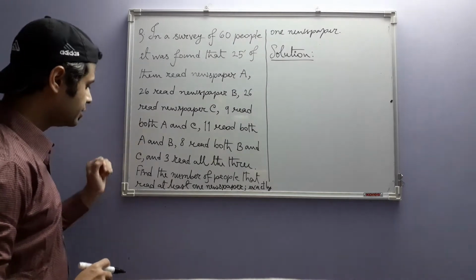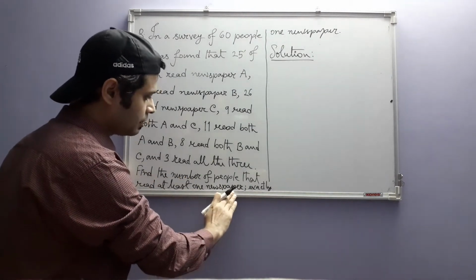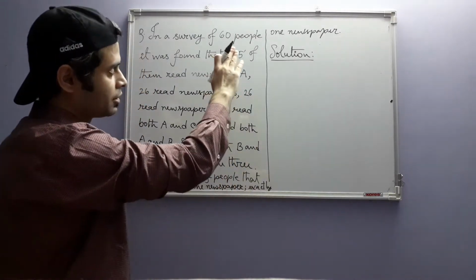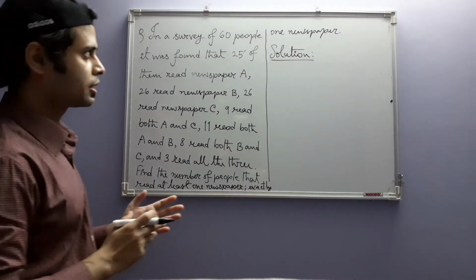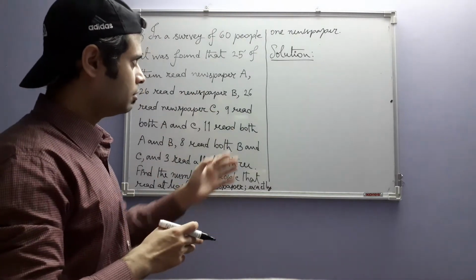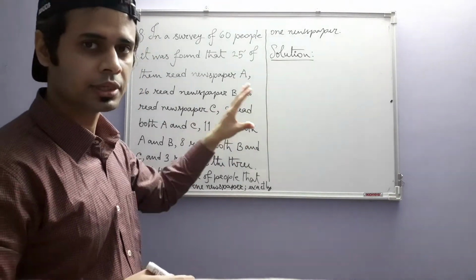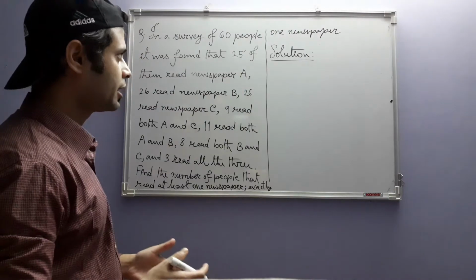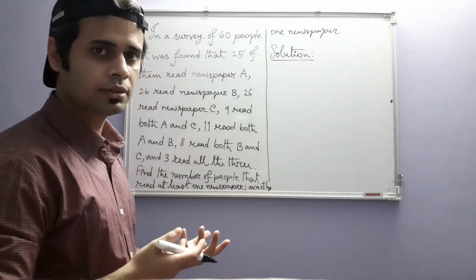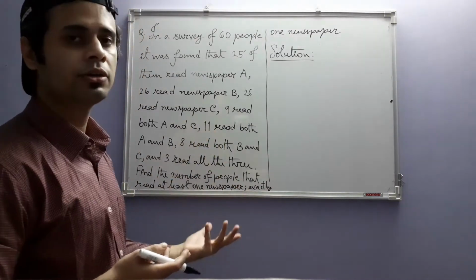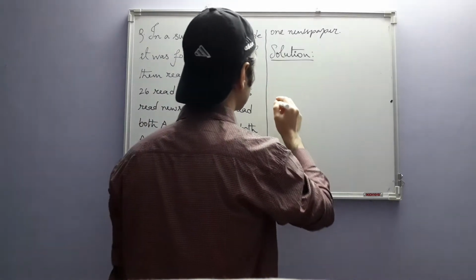Now from these things we have to find the number of people that read at least one newspaper and also the number of people that read exactly one newspaper. So let us start the solution, and there we will see why set theory is used in this type of problems, so that when you look at problems like this, you will immediately know that set theory has to be used. Okay, so we start by defining some sets.